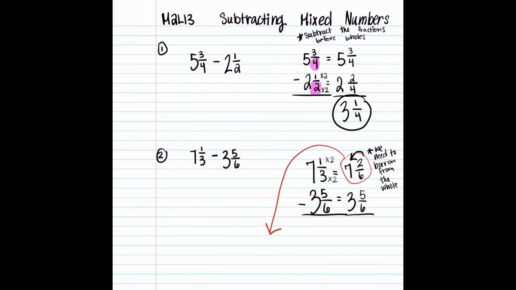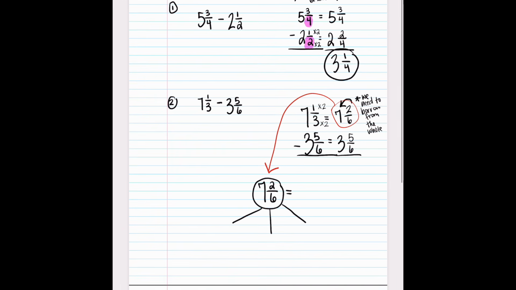And I'm just going to go ahead and give you a whole new section on borrowing from that. Okay, so 7 2/6. If I were to decompose this 3 ways, and you might not have to do this every time, this is just for now so you can visualize it. I'm going to decompose that 7 like I did yesterday, into 6.